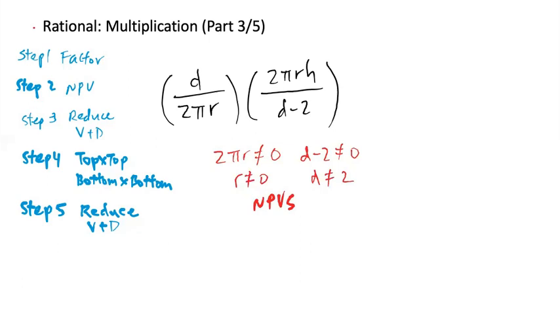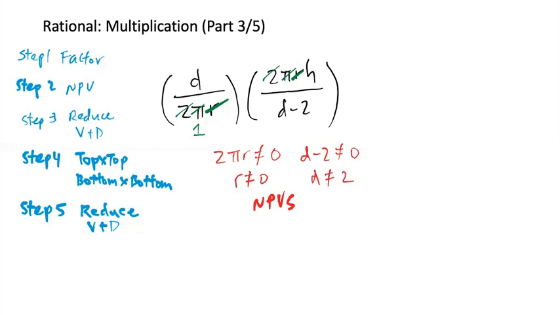Step three, reduce vertically and diagonally. So for a diagonal, r, this is really fun. 2, 2, pi, pi. And that's it, right? For a diagonal. What about vertical? Nope, this already became a 1, nothing. D minus 2, nothing. Okay.